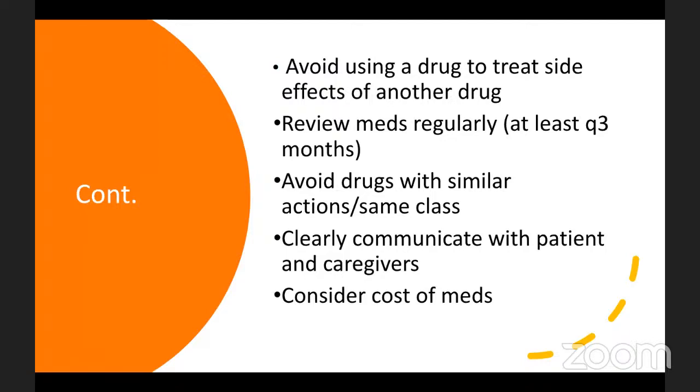Continuing, you have to avoid using a drug to treat side effects of another drug. So again, you first start with one drug and then you develop a side effect, then you put another one, then that develops a side effect, you put another one. So you keep adding a lot. Review medications regularly, at least every 3 months. I think this is really important. Avoid drugs with similar actions or the same class. Clearly communicate with patient and caregivers about all the medications that they're taking, and consider the cost of medications, because when you're taking multiple drugs, you end up spending a lot of money.